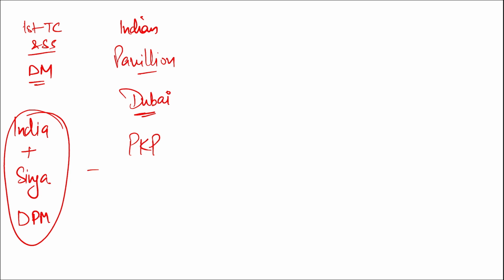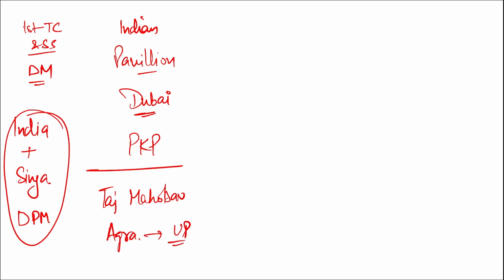Next is, tell me, Taj Mahotsav. This was started where? It was in Agra, and Agra is in UP. So remember the state, UP. Then the 18th edition of the UIC World Security Congress was organized by whom? It was organized by the Railway Protection Force.